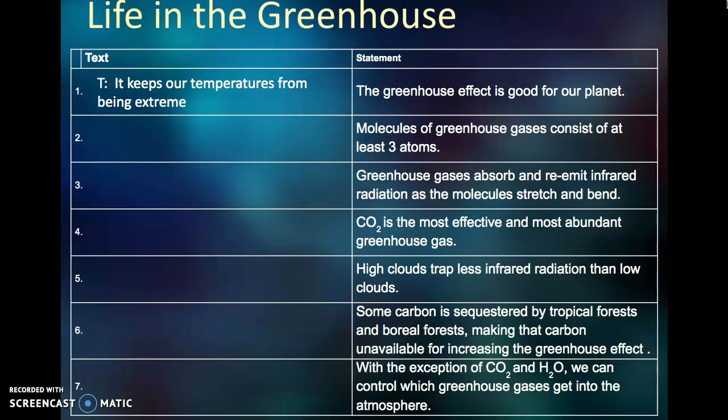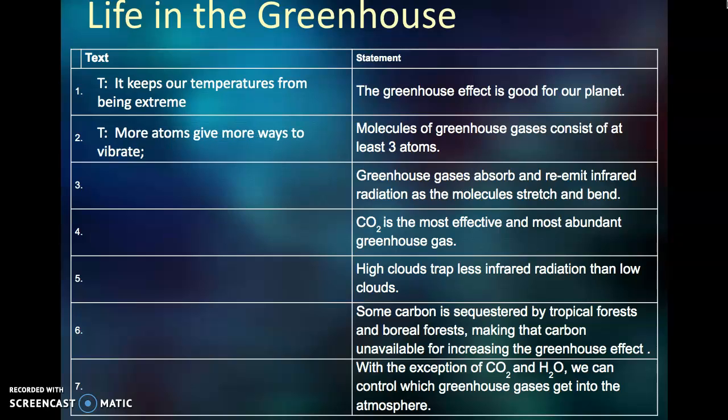Okay, next one. Molecules of greenhouse gases consist of at least 3 atoms. Think of the greenhouse gases you know. I mentioned a couple of them at the beginning of the video. Carbon dioxide is the one that typically comes to people's mind. Do any of those molecules have fewer than 3 atoms? And feel free to go back towards the beginning of the video if you want to double check.